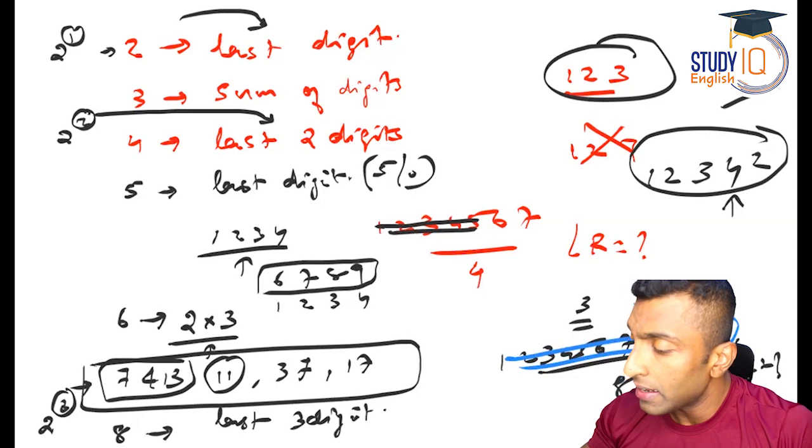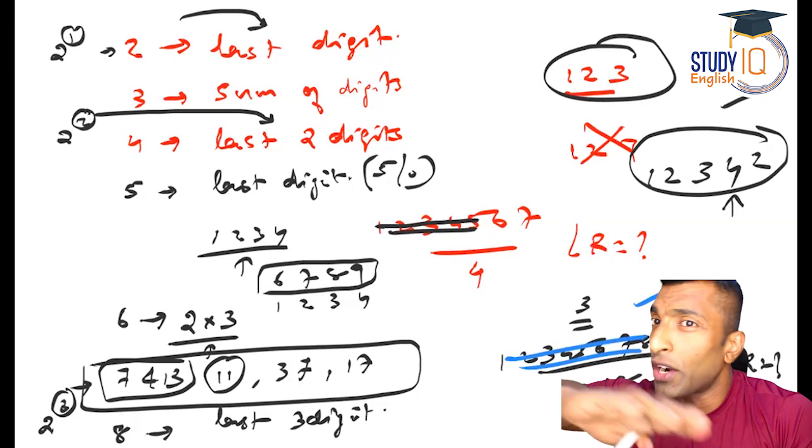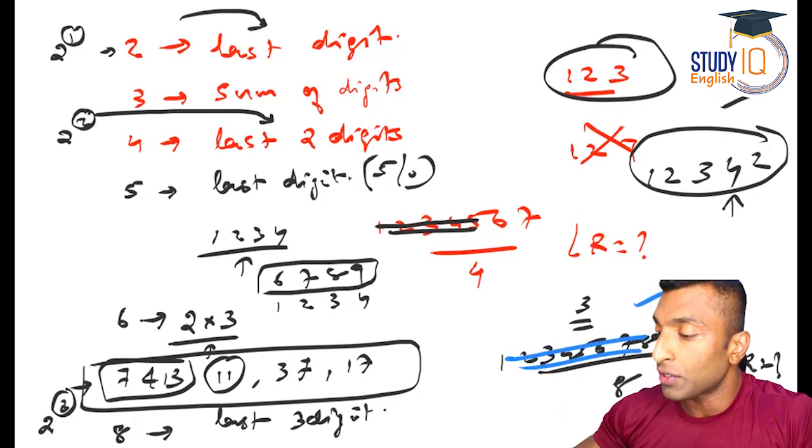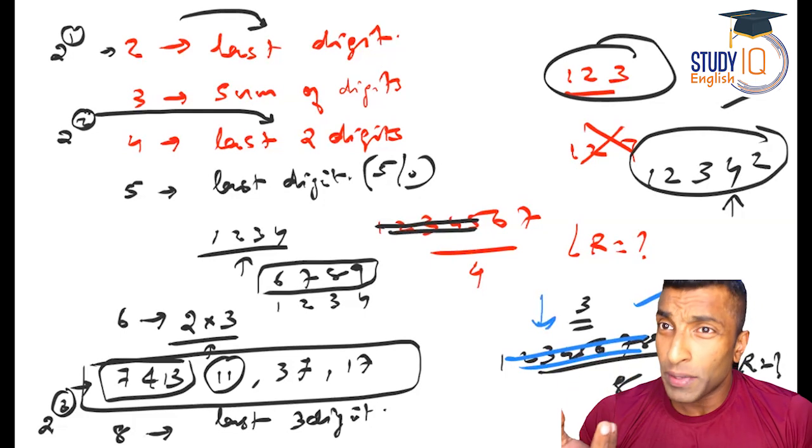If it is 123, is that divisible by 8? No. Now, when you divide by 8, what is the remainder? 120 is gone. 3 is the remainder. So what is the answer for this? When you divide by 8, it is 3. So I hope this is very clear.